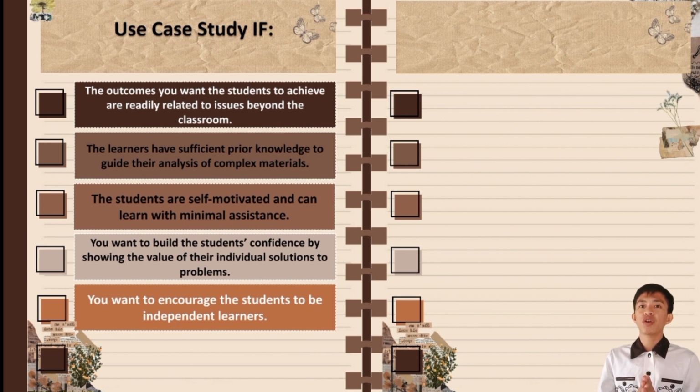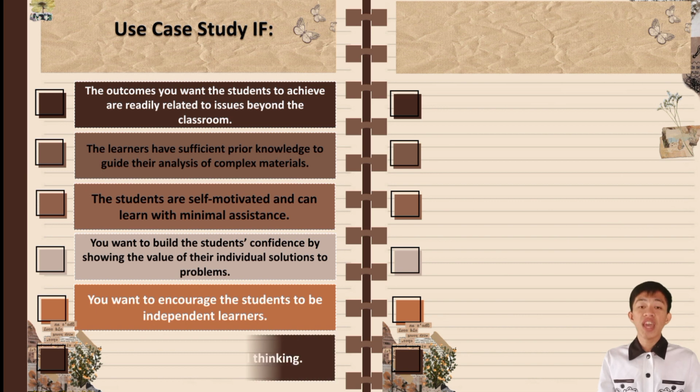But if you are a teacher and you want to encourage your students to be independent learners, the case study method is very good to employ. If you let the learners have this case study, they will be able to work independently. They will ask questions. They will be curious about the topic that you are giving to them. With that, they will have the independence of accomplishing the work that is given to them.